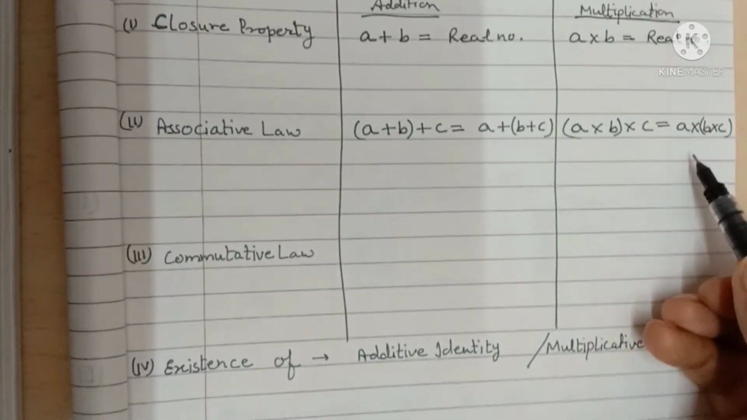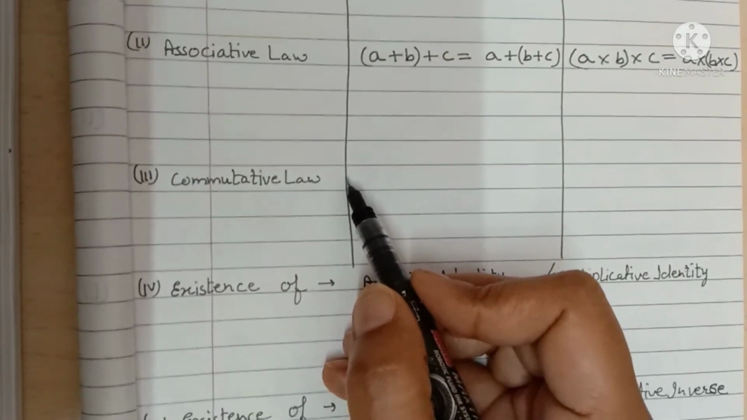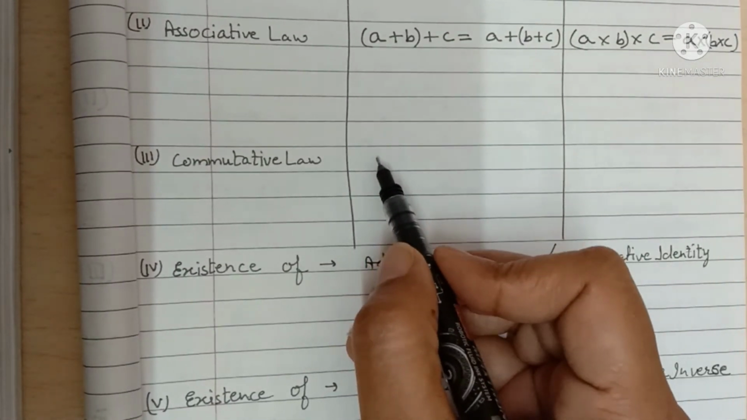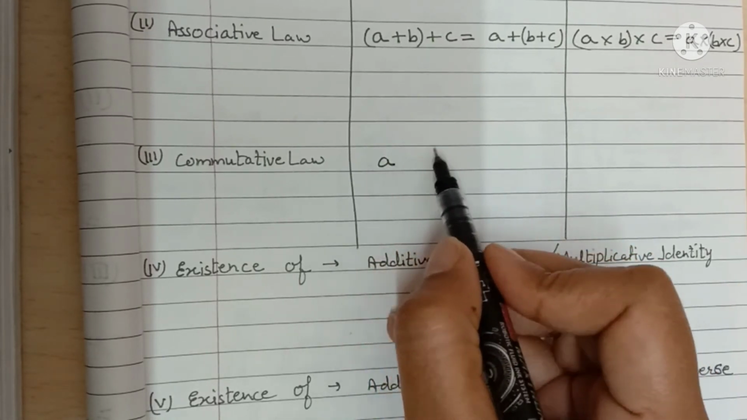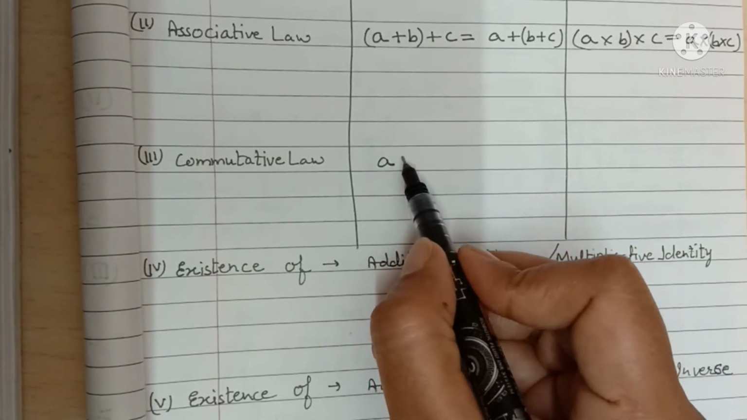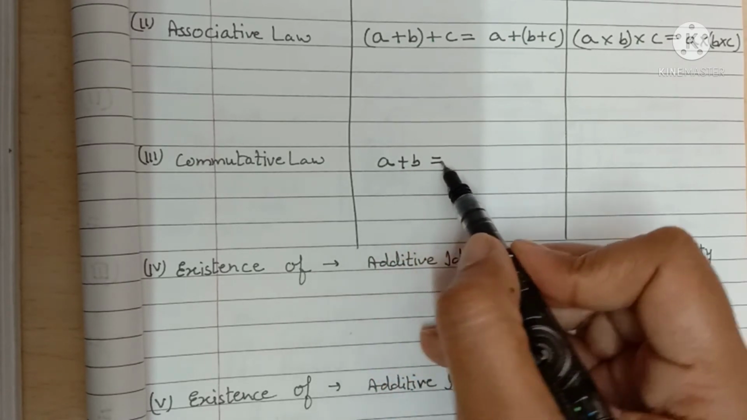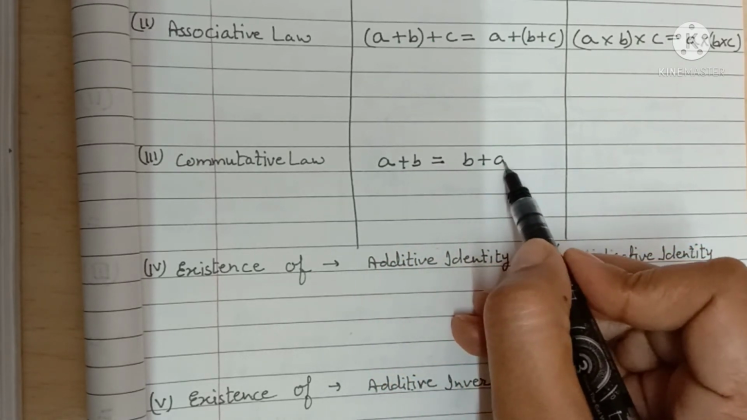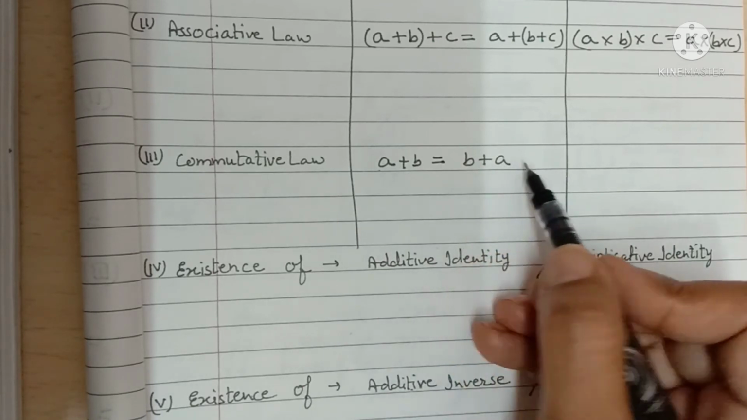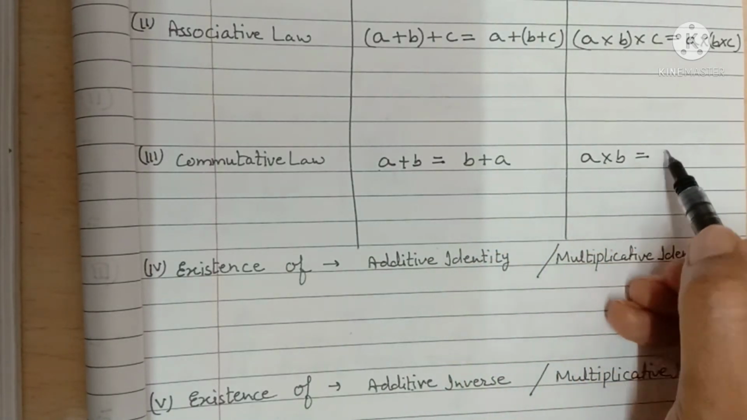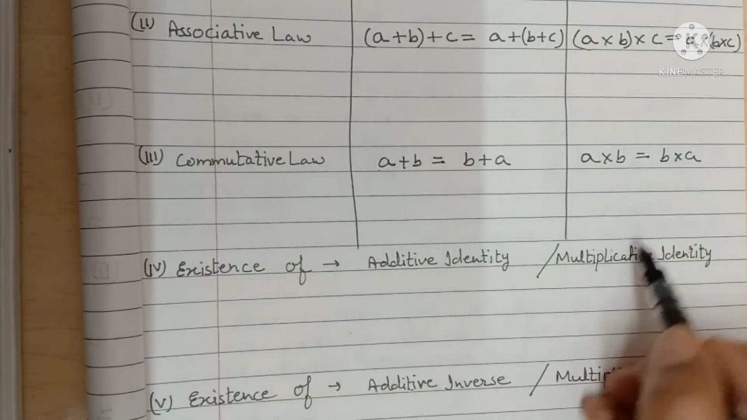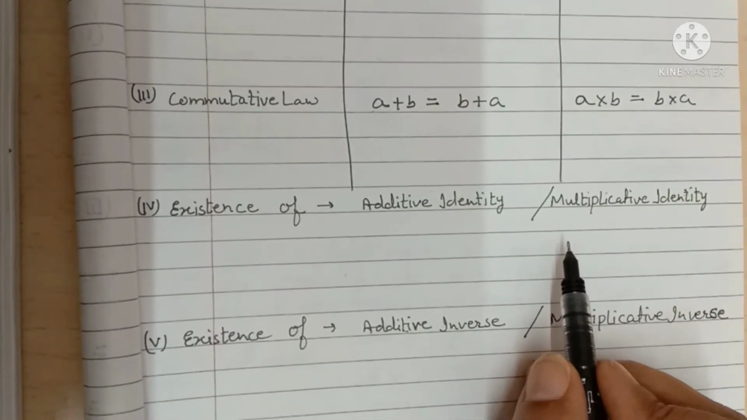Now come to the third law, which is commutative law. In commutative law, the order is changed. Suppose A and B are real numbers, so we add A plus B. The result will be the same as B plus A. Here the order is changed. Now for multiplication, A into B is equal to B into A. This is the commutative law.